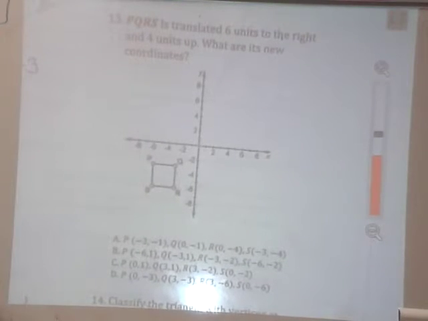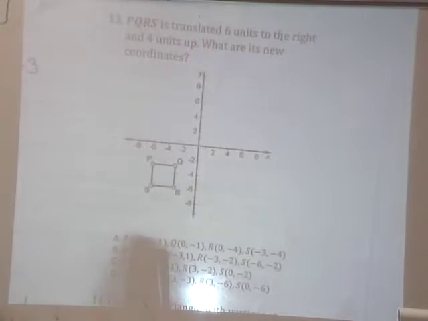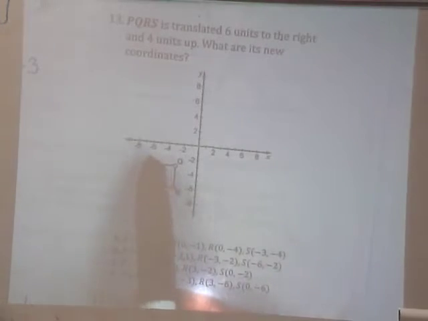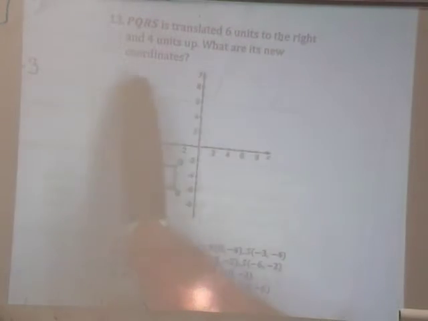All right, number 13. PQRS is translated 6 units to the right and 4 units up. What are the new coordinates? Look down at the answers real quick. Look at point P's. They're all different, right? So let's just figure out where point P is going to go, if I move it 6 to the right and then 4 up.